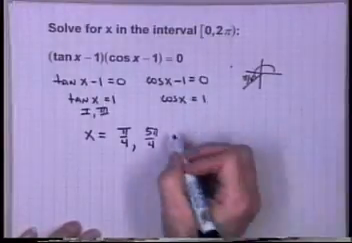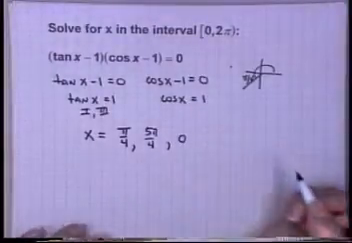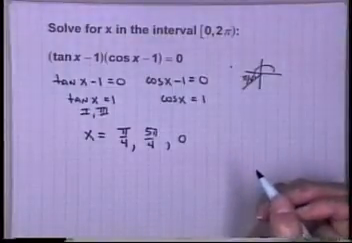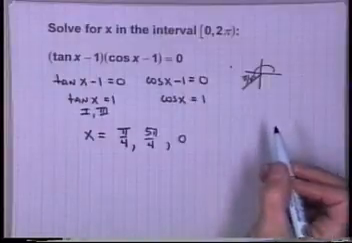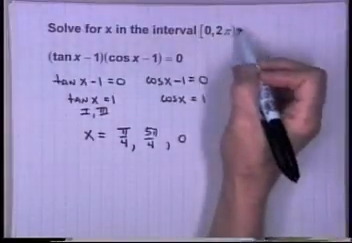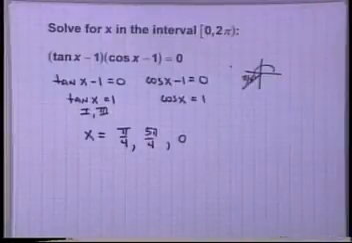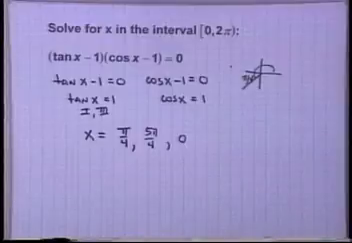What about cosine x equals 1? Well, the cosine of 0 is 1, isn't it? And then we don't hit 1 again until when? Until we get to 2 pi. But notice 2 pi with that parenthesis there is not included. So I only have the three solutions here, pi over 4, 5 pi over 4, and 0.